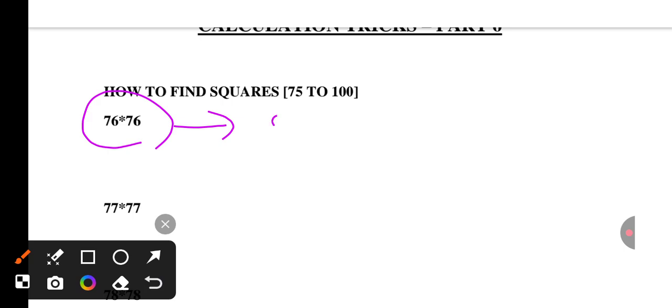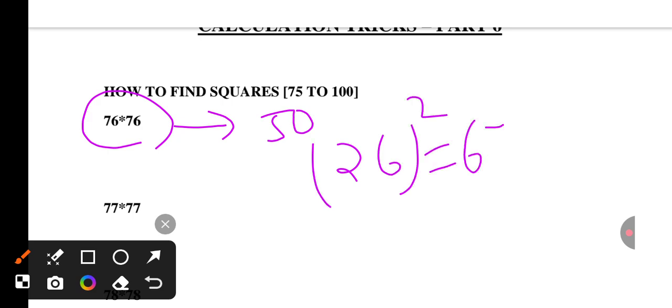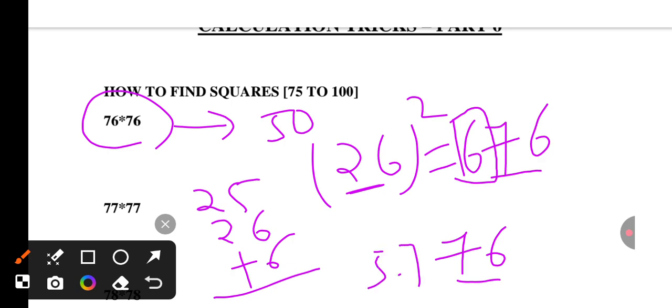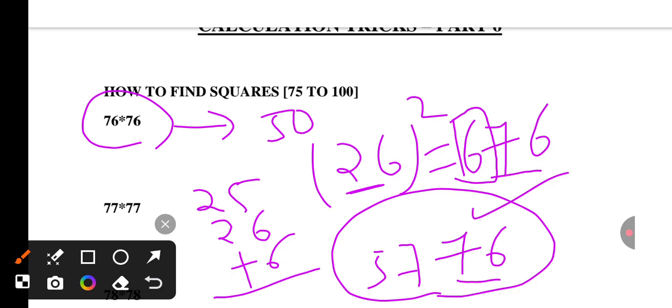Compare this square with 50. Okay, compare 76 with 50. It is 26 more. Okay, 26 square is 676. Next step, write 76 at the end. Next step is 25. Add 26 more, and carry this. Okay, this is the carry, add this carry here. How much will it become? 57, means 5776 is the answer of 76 into 76.